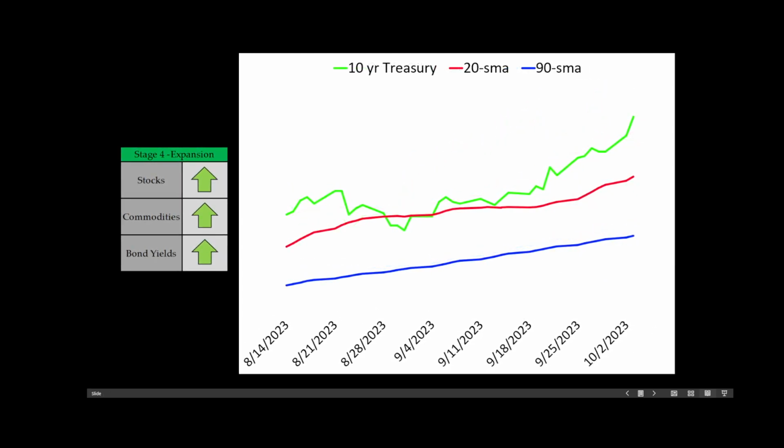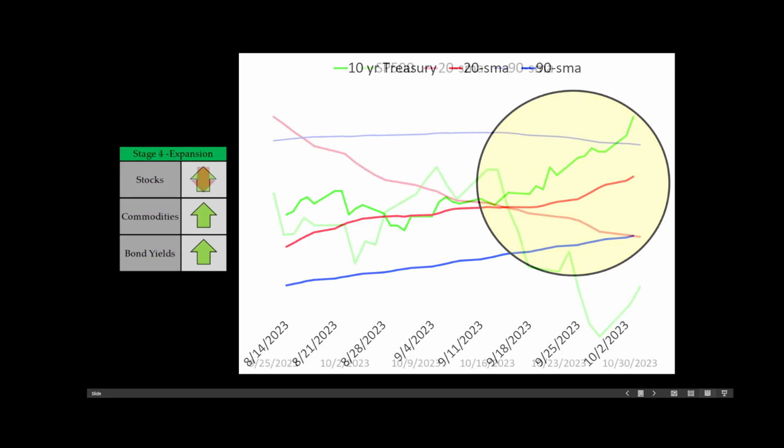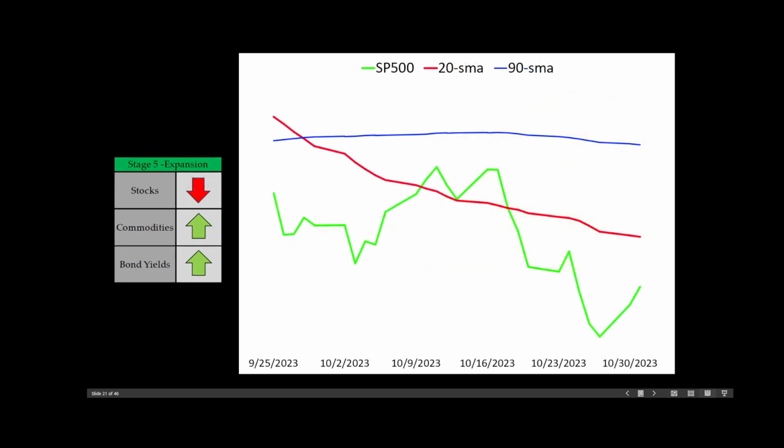And then finally, we have the 10-year U.S. Treasury bond. The green line is above the 20 simple moving average, and the 20, again, is above the 90. So in all 3 cases, the market were above its 20 simple moving average, and the 20 was above the 90. Then we move on to stage 5, which occurred between September and late October of 2023.